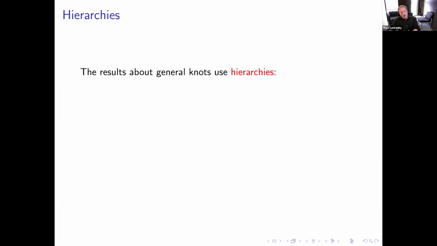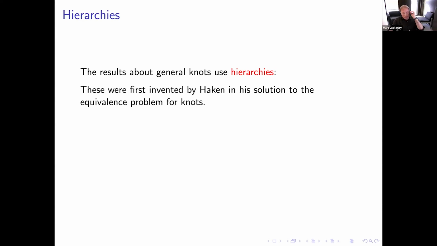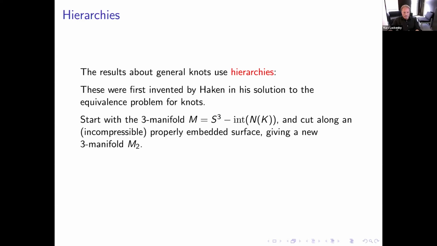Okay, so how do you deal with general knots? For the unknot, there was this nice characterization of them. They're the ones that bound embedded disks. But for general knots, you don't have that. And instead, what you should use is hierarchies. So hierarchies were invented by Haken in his solution to the equivalence problem for knots. So what is a hierarchy?